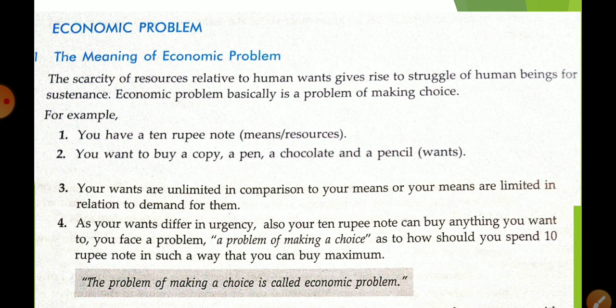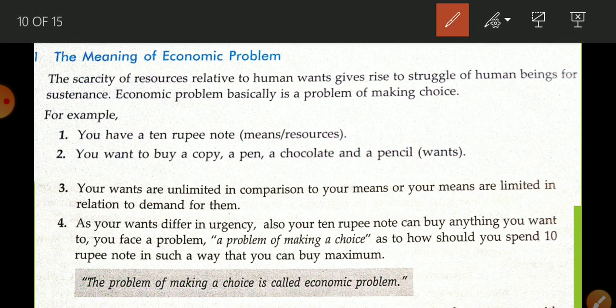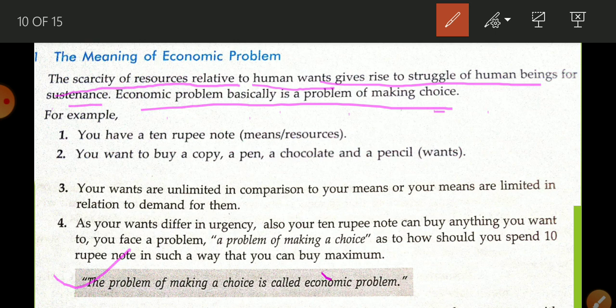Let me help you understand it. What is the meaning of economic problem? The scarcity of resources in relation to human wants gives rise to the struggle of human beings for sustenance. So this is the meaning of economic problem. Economic problem is basically a problem of making choice. Problem of making choice is called economic problem.